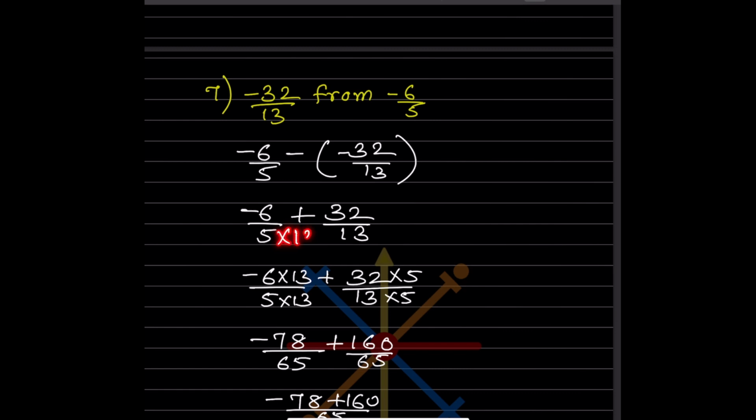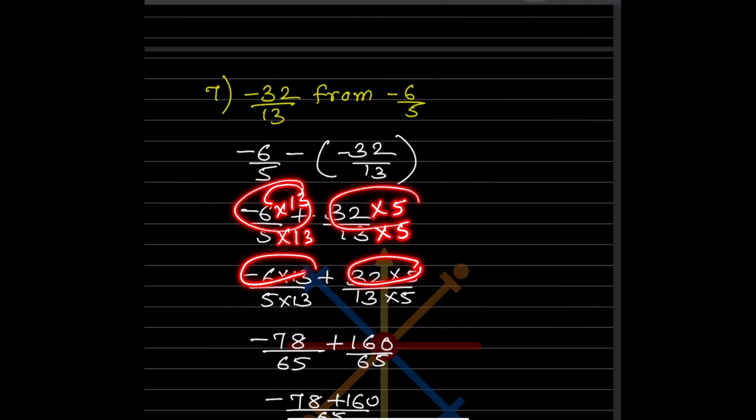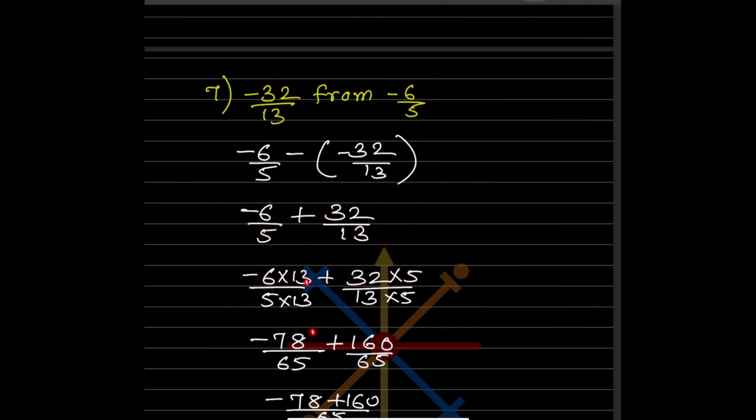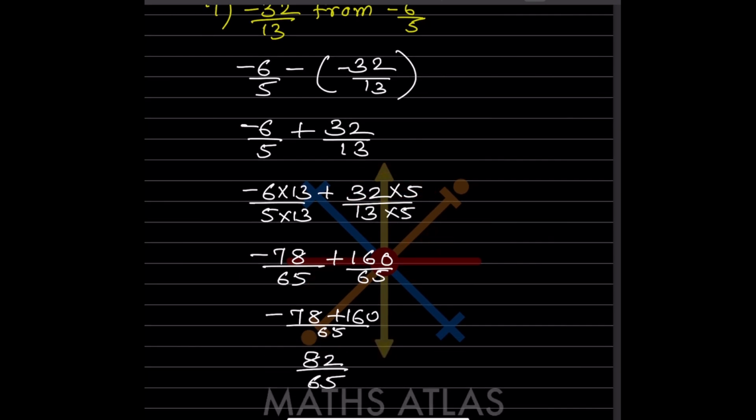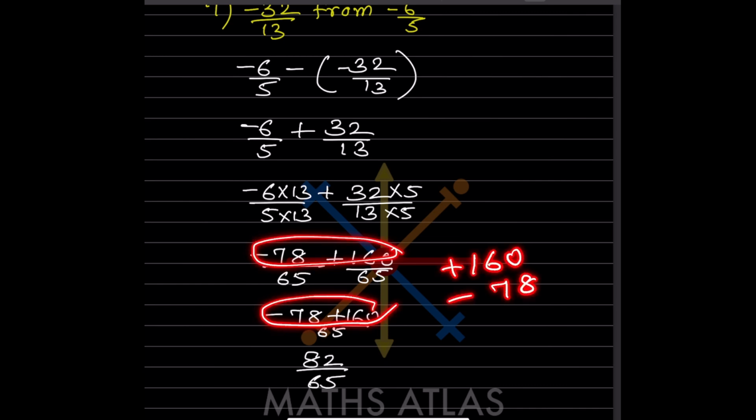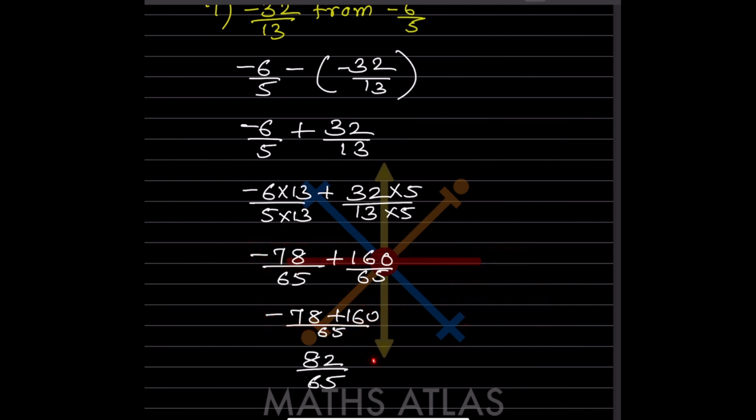So here what we can do, the LCM is going to be 65. So 13 6s are 78, 78 by 65, and this is going to be 160 by 65. So now what will you do? This thing you will write over here. So 160 minus 78, this is going to be plus 82, 82 by 65.